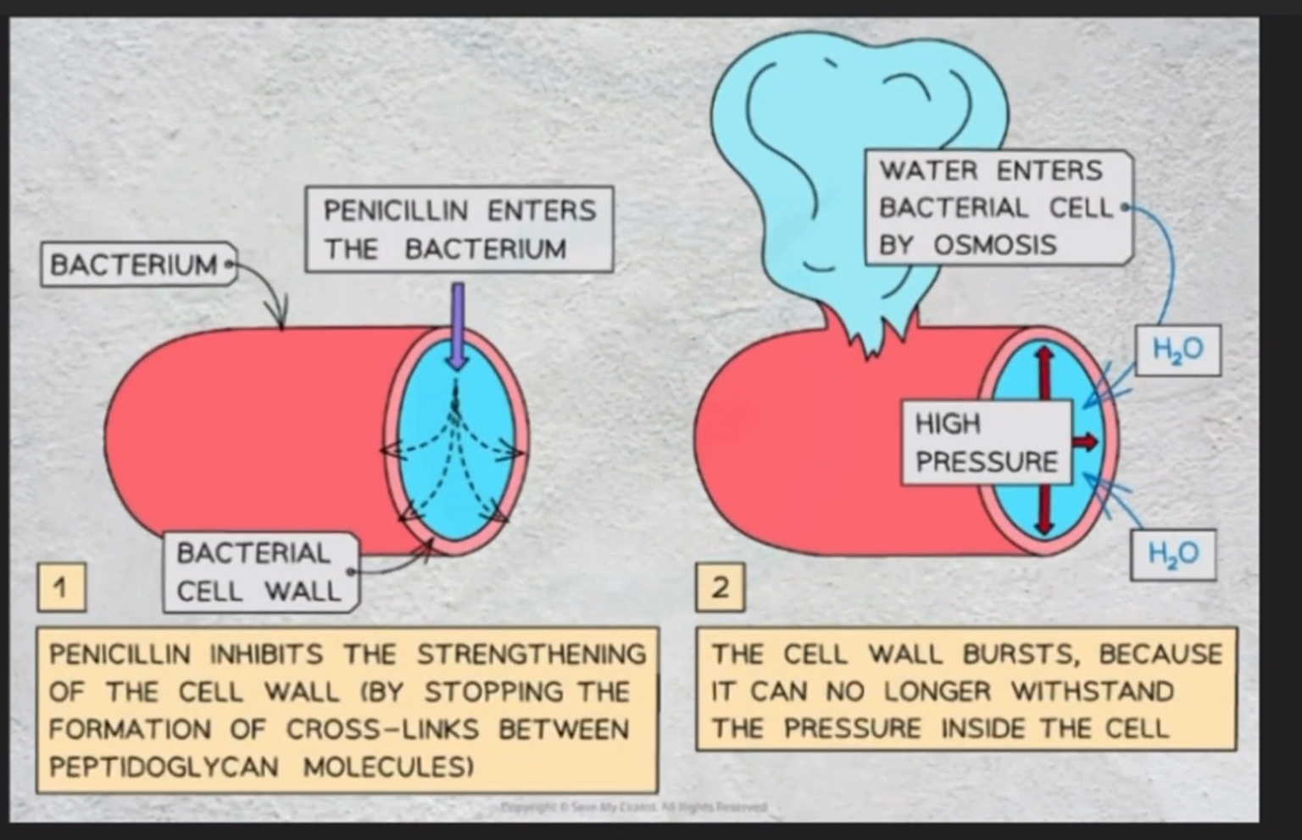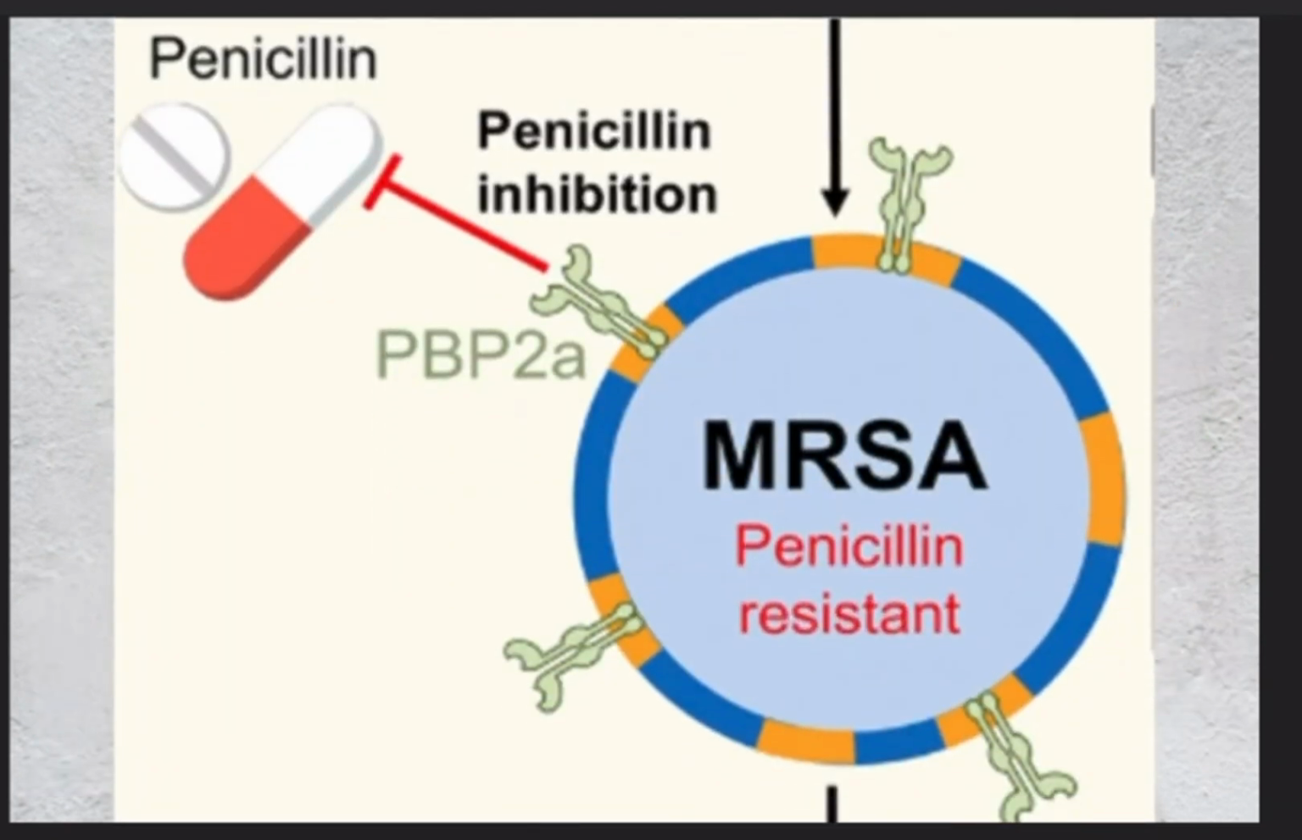Penicillin works by binding to penicillin-binding proteins in bacteria, which are crucial for building the cell wall. When penicillin binds, it prevents the bacteria from forming a strong cell wall, leading to cell death. In S. aureus, penicillin is effective because the bacteria rely on PBPs to build their cell wall. However, MRSA has a mutated version of these proteins. The PBP2a, produced by the mecA gene, has a low affinity for beta-lactam antibiotics.